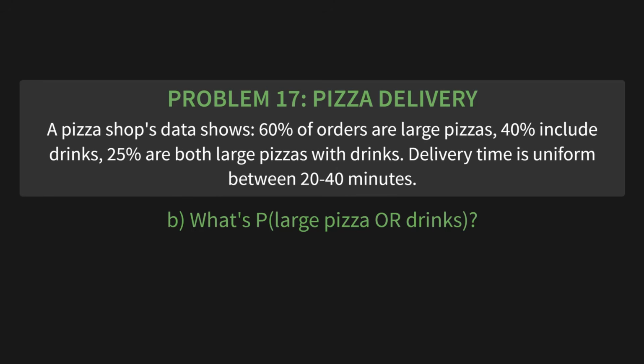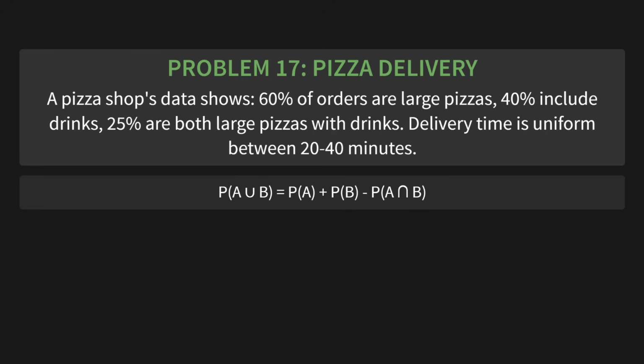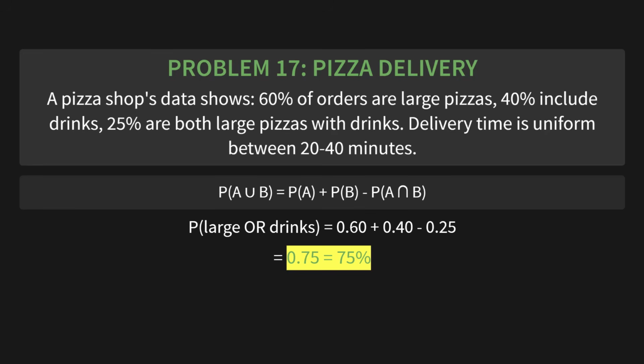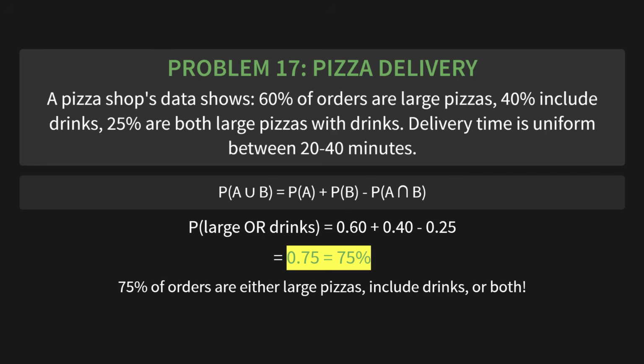Next question. What percent of orders include either large pizza or drinks, or both? Time for the addition rule. Remember, we can't just add 60 plus 40 because some orders have both. We'd be double counting. So it's 60% large pizza plus 40% drinks minus 25% both equals 75%. 3 out of 4 orders have at least one of these profitable add-ons.